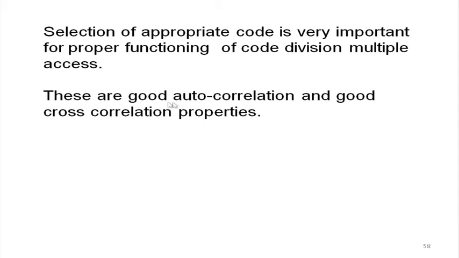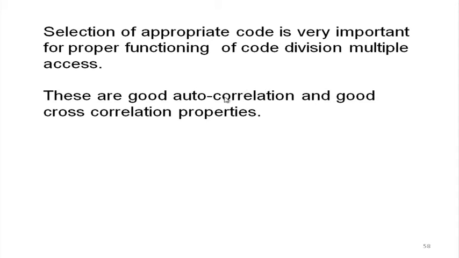The selection of the appropriate code is very important for the proper functioning of code division multiple access. It should have a good auto correlation property and good cross correlation property, so that when another code falls over it, your detection does not get disturbed.